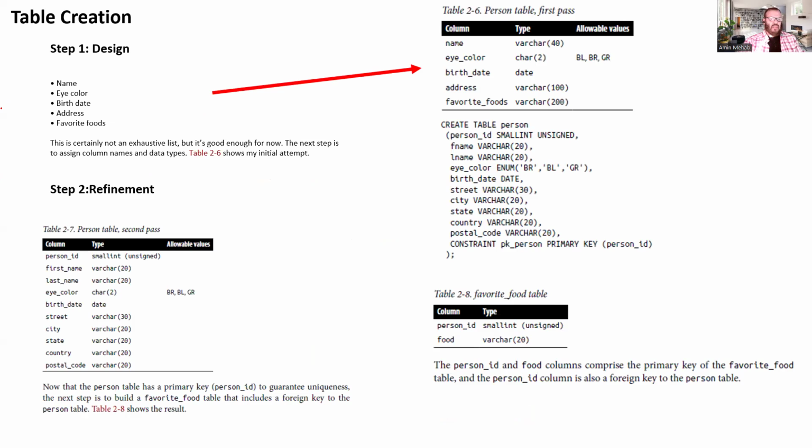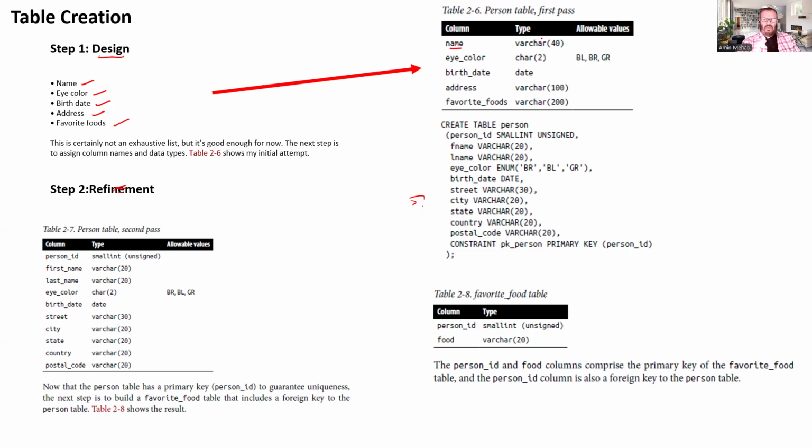Just an example here, the table creation, how to create a table. We can design a table, and that's very important here, a table with name, eye color, birth date, the address, the favorite foods, and so on. This is exactly the table. This is the name, that's the eye color, that's the birth date, and that's the date we have created.